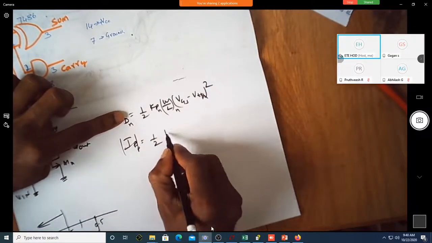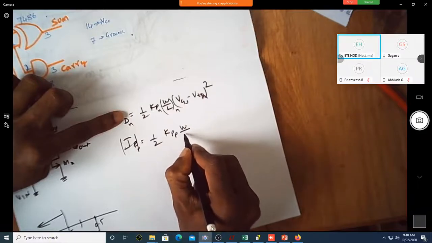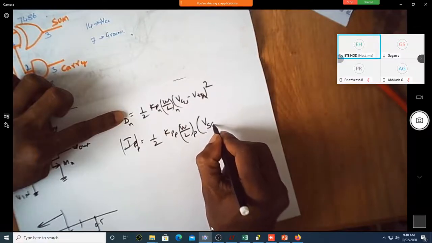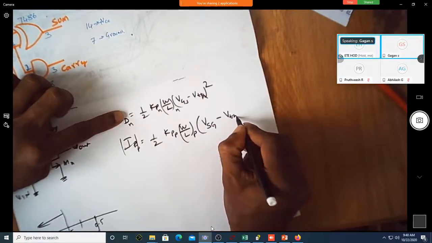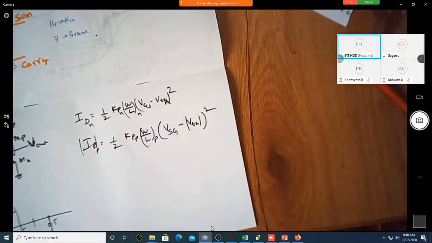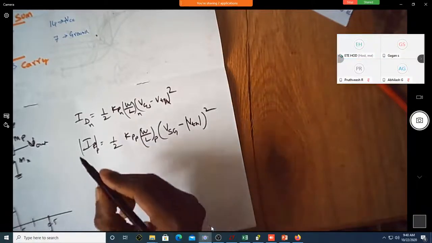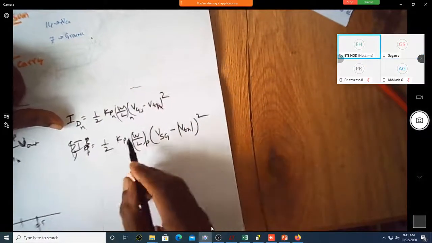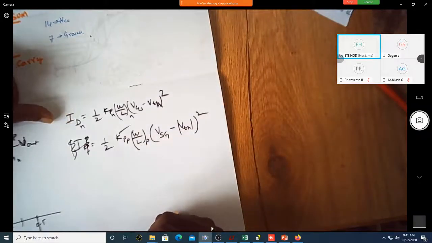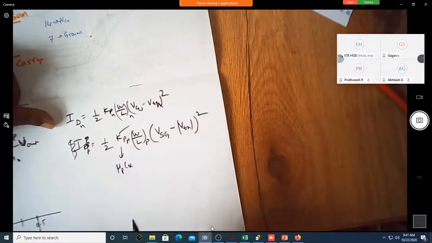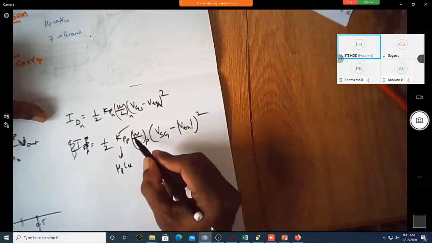Is it not equal to half of Kp of P, W by L of the PMOS transistor, times VSG minus VTH magnitude whole square? Will it make sense? Yes, sir. See now, let me take out this magnitude because this is positive only. Is this fine? Kp of P. What is this Kp of P? It is mu_p times Cox. W by L is the dimension.